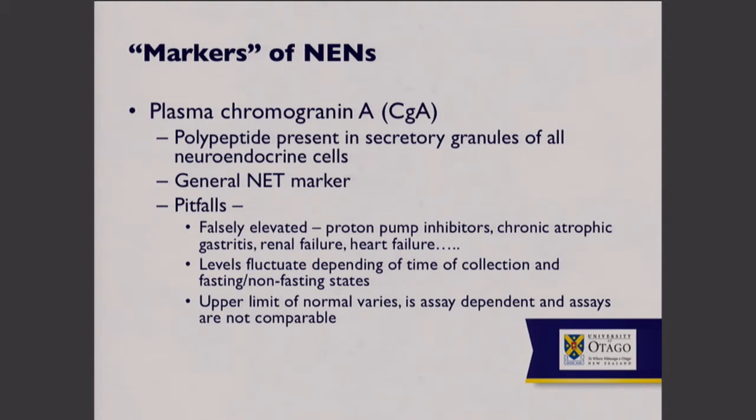So PPIs can pop those levels up really high, and they can also go up with chronic atrophic gastritis, renal failure, heart failure. It depends where you get the blood test done because the assays aren't always the same, and it depends what time of day you get it done. And when they change assays at a lab, if they don't give you a run-in time, the previous blood results that you've had are not comparable to the new ones. And so when you're looking at patterns over years, that can be really frustrating.